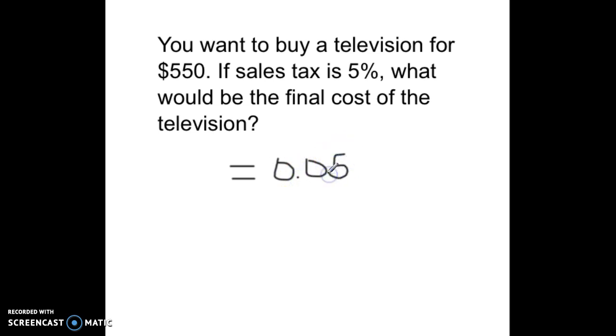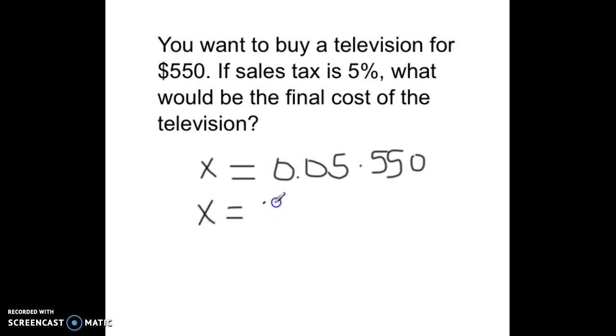The most common mistake people make is writing this correctly. So next I look at, what is my whole amount, or in this case the price? Well, the price is $550. And x will be how much sales tax we have to pay. So I simply multiply 0.05 times 550, and I get $27.50.